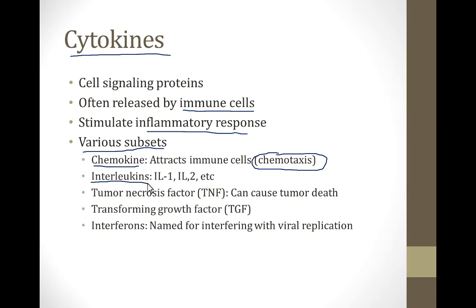Interleukins are another subset of cytokines. They were given this name because these proteins travel between leukocytes, and they're named with numbers like IL-1 and IL-2. Some cytokines are called tumor necrosis factors, named because they can cause tumor cell death, but they also are used by white blood cells to trigger immune responses. Other cytokines are called transforming growth factors and also interferons. The interferons got their name because they interfere with viral replication.